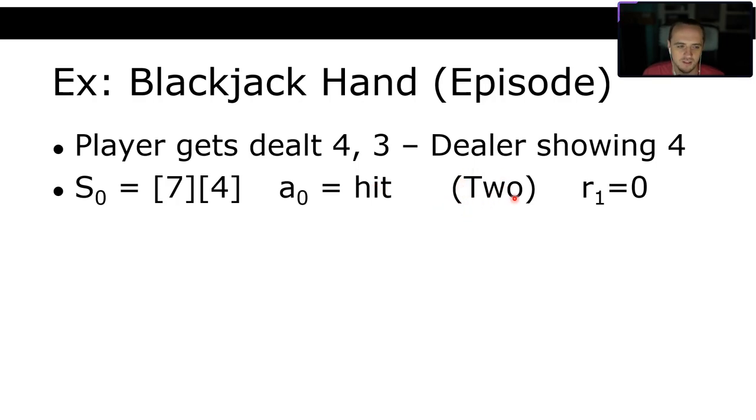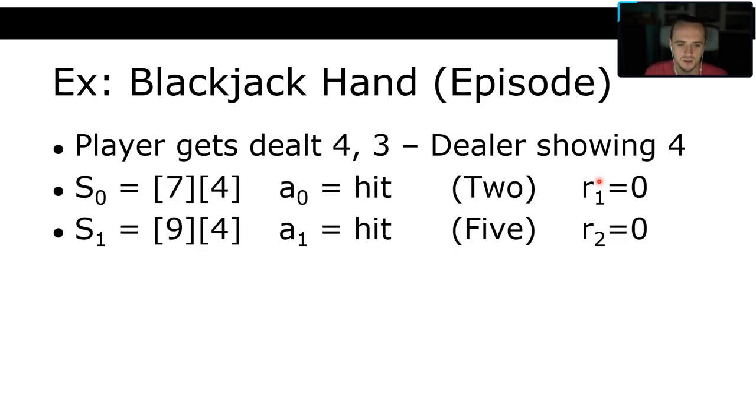And let's say that I got a 2. Okay, so if I get a 2, my sum is 9, and my reward is going to be 0. Because my reward for taking that action, well, it has led me to a non-terminal state, and so the reward for all non-terminal states is just 0. So now I've gotten the 2, so now we're at the state where I have 9, and the dealer has 4. And this is the next time step, right? This is the next state in the episode.